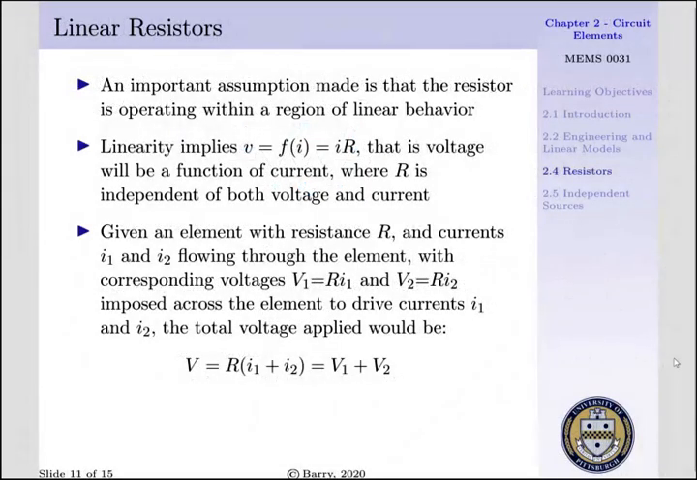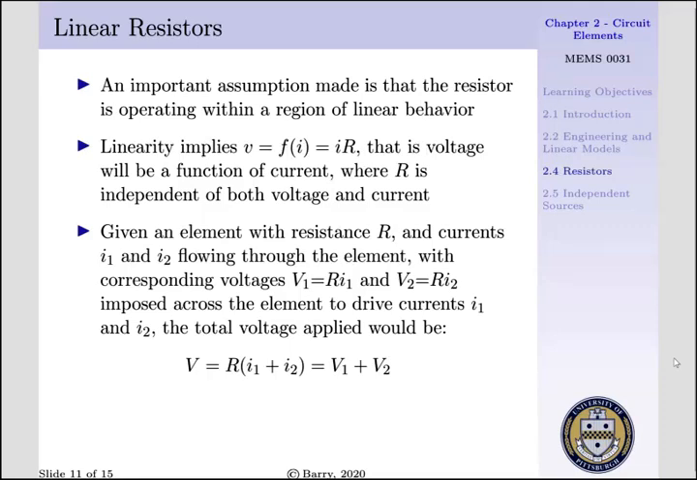Now, a very important assumption is made that our resistor is operating within our linear region. Linearity implies that our voltage is a function of I, and this function is equal to IR. That is, our voltage is a function of current, where R, our resistance, is independent of both voltage and current. This, however, is not true if our resistor is carrying a very high current value, for our resistor will begin to get hot and our resistivity will begin to change. However, we are not going to consider nonlinear resistors.